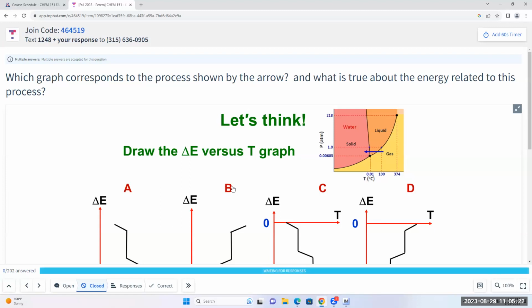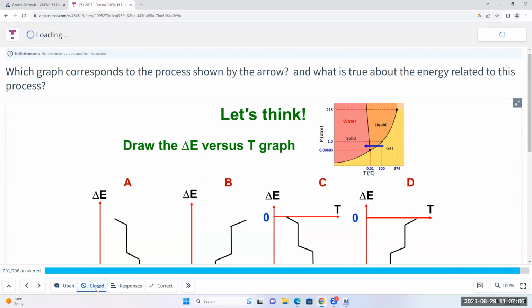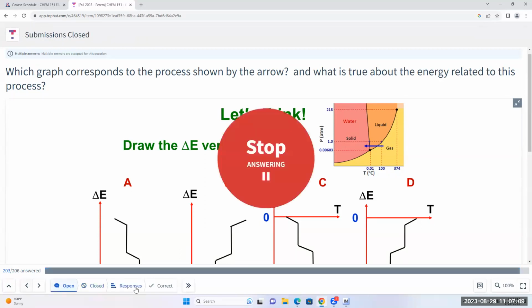You can still discuss with each other. That's the goal, okay, to collaborate. And then if you want 1, and here are our responses.